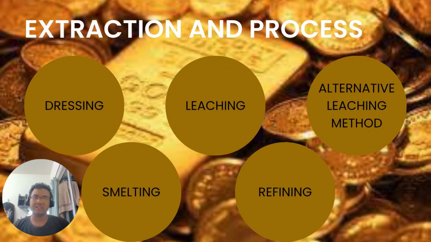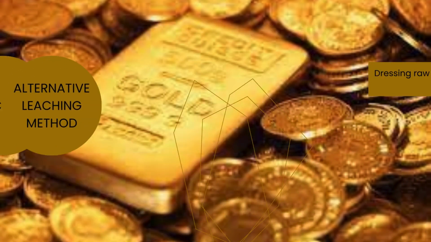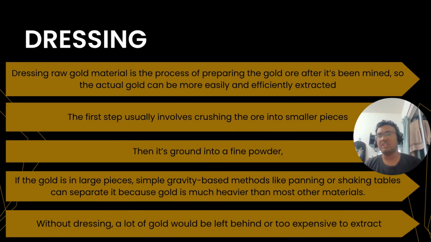Here are the extraction and the process for gold. One is dressing and then leaching. Also we show alternative leaching methods, and then smelting, and lastly is refining. The first step in extraction is dressing. Dressing raw gold material is the process of preparing the gold ore after it has been mined, so the actual gold can be more easily and efficiently extracted.